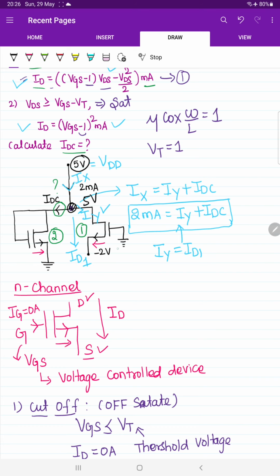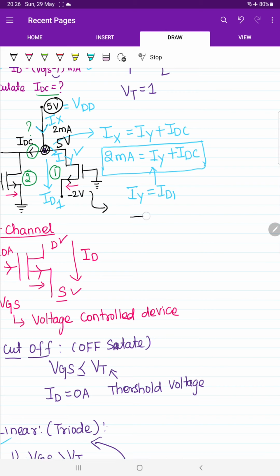Yes, sir. Now keep your attention only with this transistor. I am drawing it separately for your understanding. It is given like this. So gate terminal is connected with the ground. I can call it, the value of gate voltage is 0.